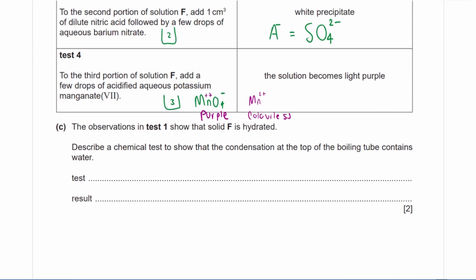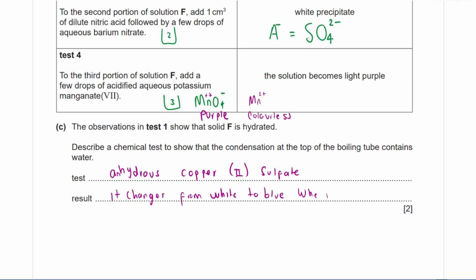So how do we do this test? Well, it's pretty simple. We have to use anhydrous copper sulfate, right? And what is the result? That when you add the water, it turns blue. Or let's say that it changes from white to blue when water is added.